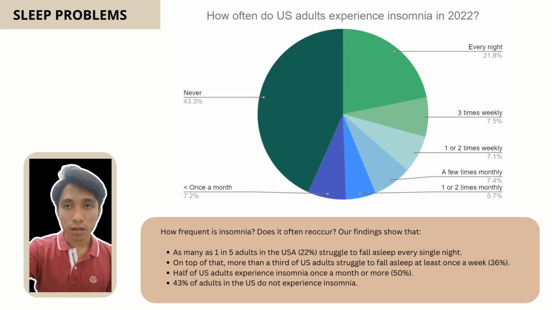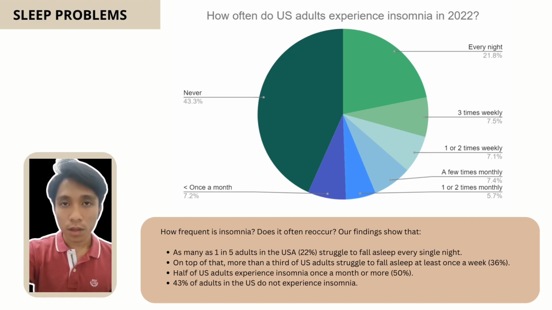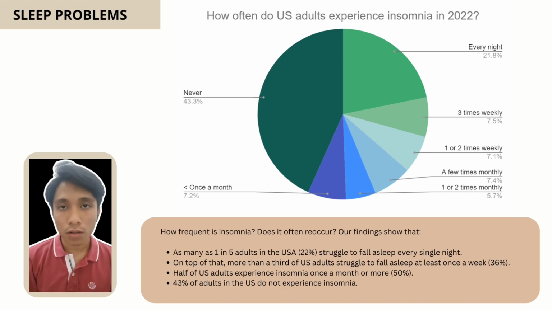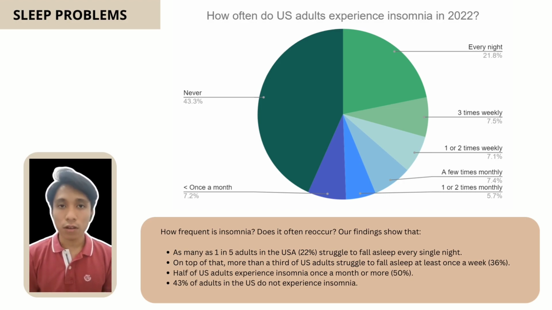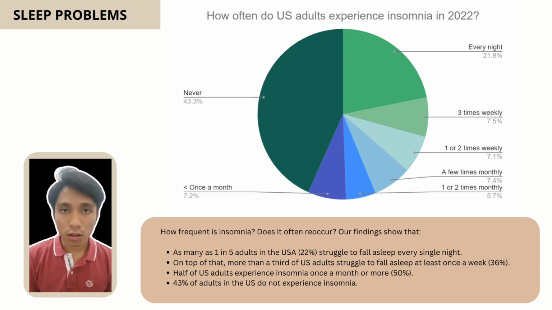And next we can see a pie graph about how often adults struggle to fall asleep in 2022. How frequent is insomnia? Does it often recur? Our findings show that as many as 1 in 5 adults in the USA, 22%, struggle to fall asleep every single night.